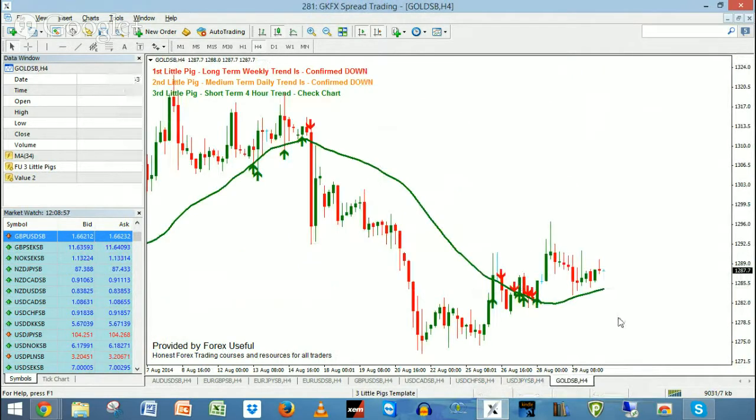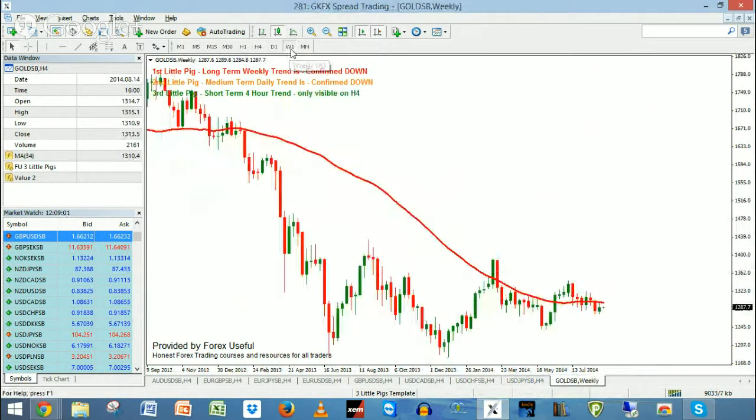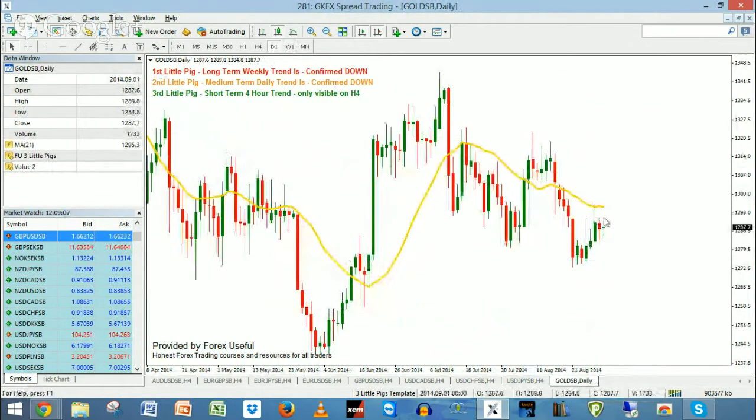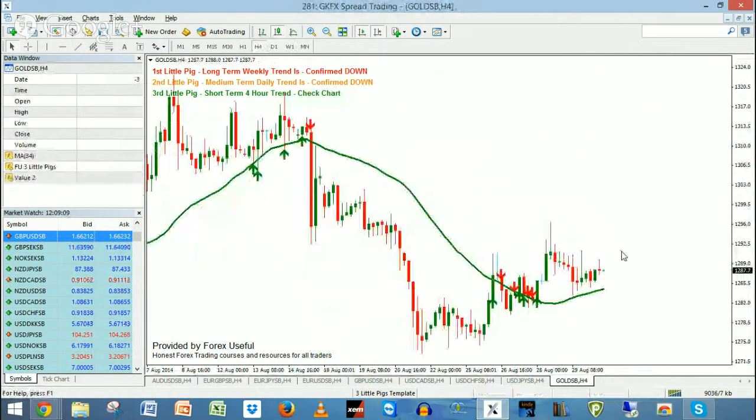And gold, not something that I trade particularly often, but for those that do, we're in a downtrend here on the weekly, just below the moving average here. And on the daily, we're clearly below. And on the 4 hour, we're just waiting for a new signal to the downside to take a short position.